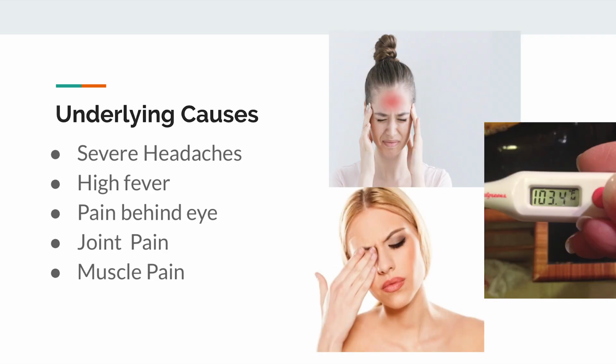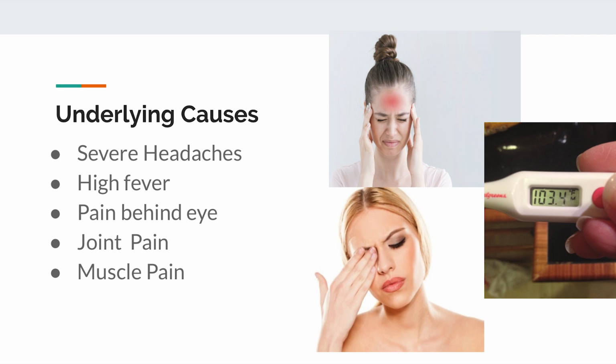The underlying causes of dengue virus are severe headache, high fever, pain behind the eyes, joint pain, and muscle pain. A severe headache is more so a headache that you just can't bear. It's something that you just can't control, and it's constant. High fever is above 100 degrees Fahrenheit. Pain behind the eyes, it all varies depending on if you have bad sinuses or anything.